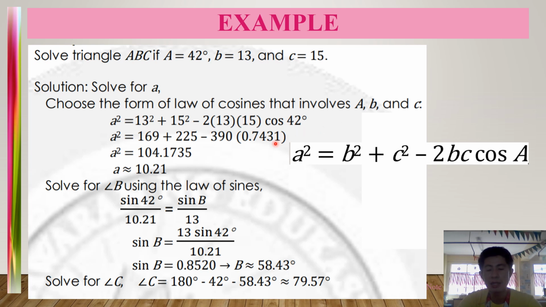Okay, using your calculator or using your table of trigonometric values, just click cosine, then 42, and the value is 0.7431 rounded off to 4 decimal places. Okay, dapat lagi siya naka-round off into 4 or 5 decimal places. Then, solve na natin.